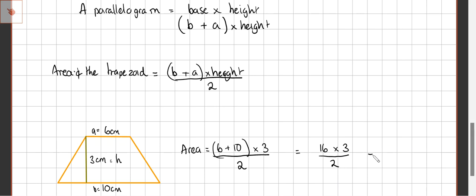Now, for those of you that really know your order of operations, we know we can do division and multiplication in either order. So I could just do 16 divided by 2, which is 8. 8 times 3 is 24. So it'd be 24 square centimetres. That's how I know the area of that trapezoid.